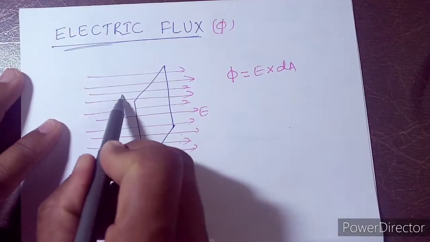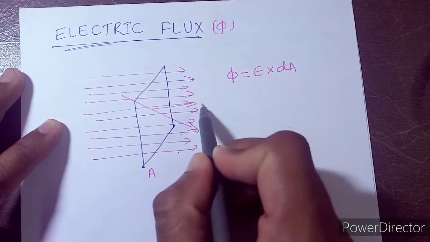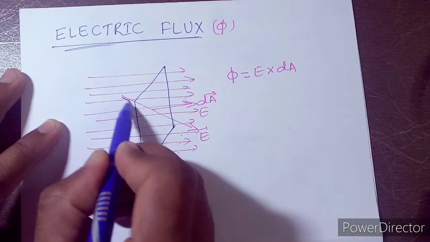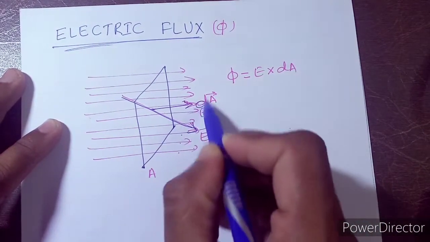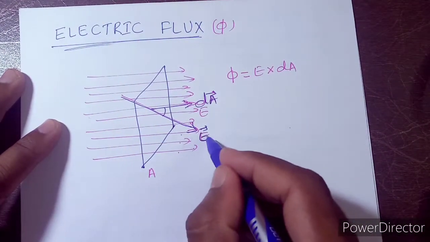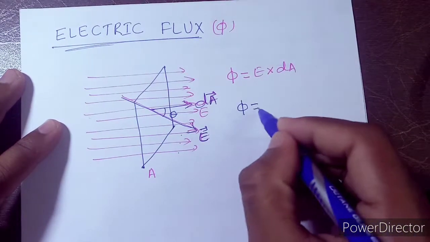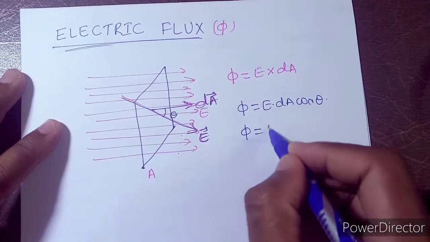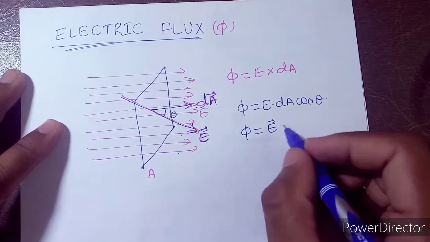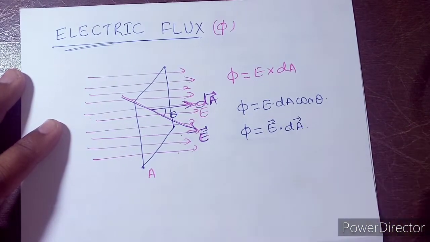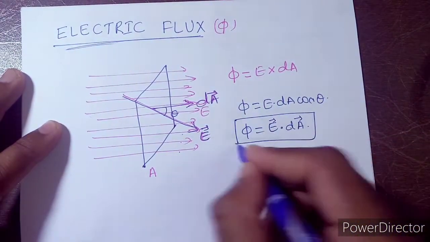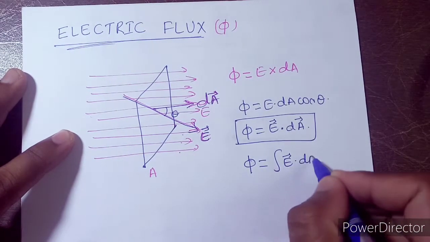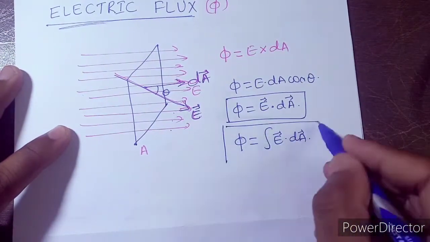If in case this electric field line is making an angle theta with the direction of the area vector, this is the direction of electric field, and this is the direction of area vector, and E is making an angle theta with dA, then flux phi is given by E dA cos theta. Then phi can be written as E dot dA. So this is one formula that we have here, and if you want to find out the total flux, that can be written as integral over E dA. This also we can use.